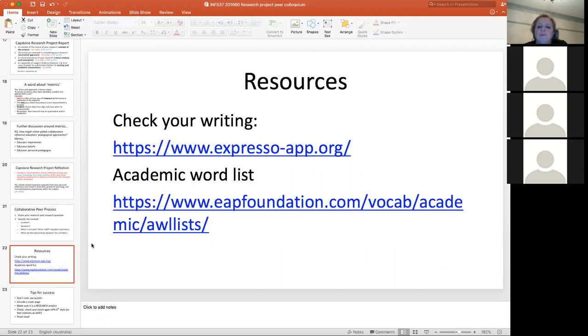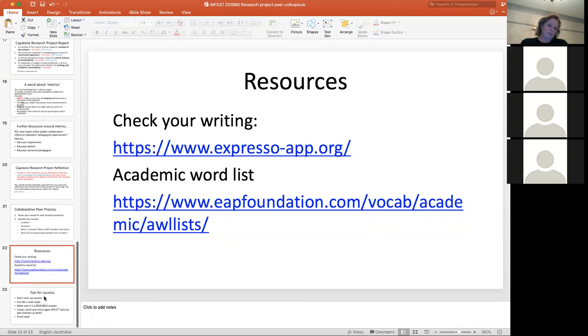All right, a couple of resources that I've thrown in here. If you want to check your academic writing, I found this one really useful, the Espresso app, and this academic word list. I think at this point you're trying to write it, you're going to do your best at writing an academic report. Let's just keep improving on that standard.